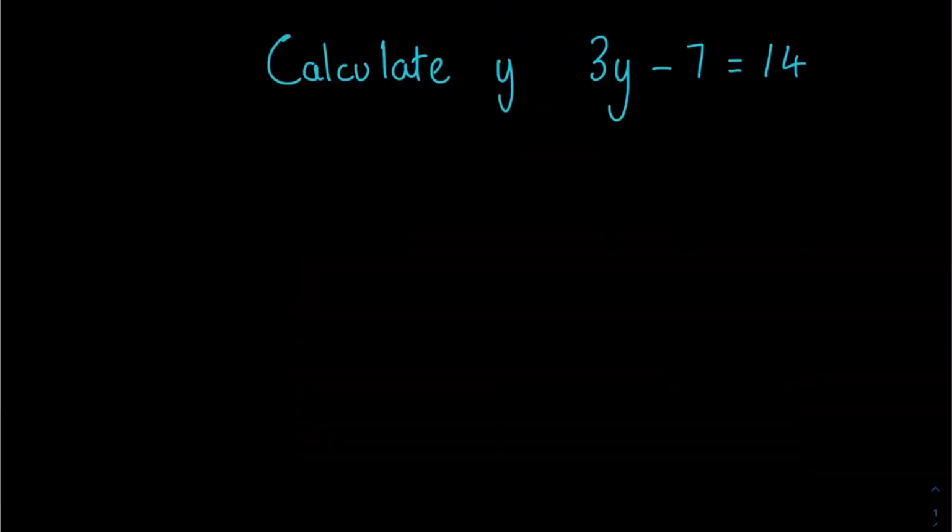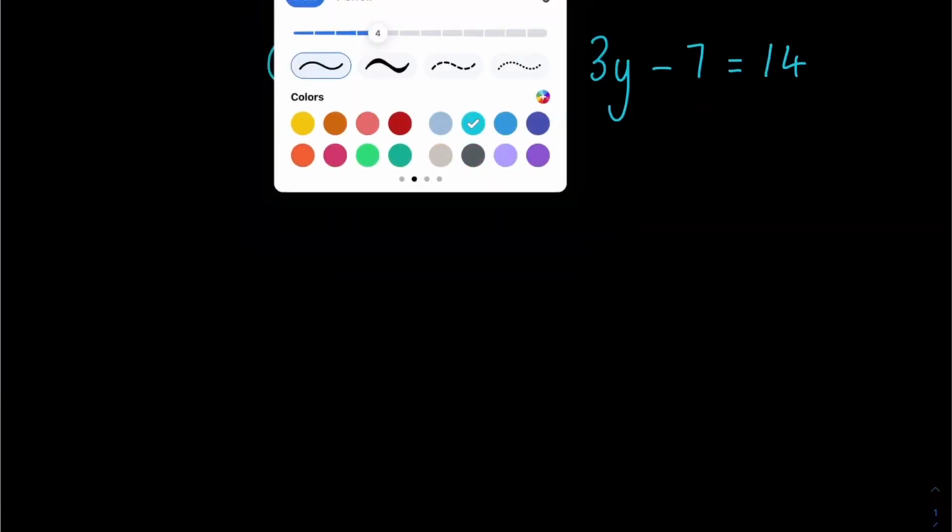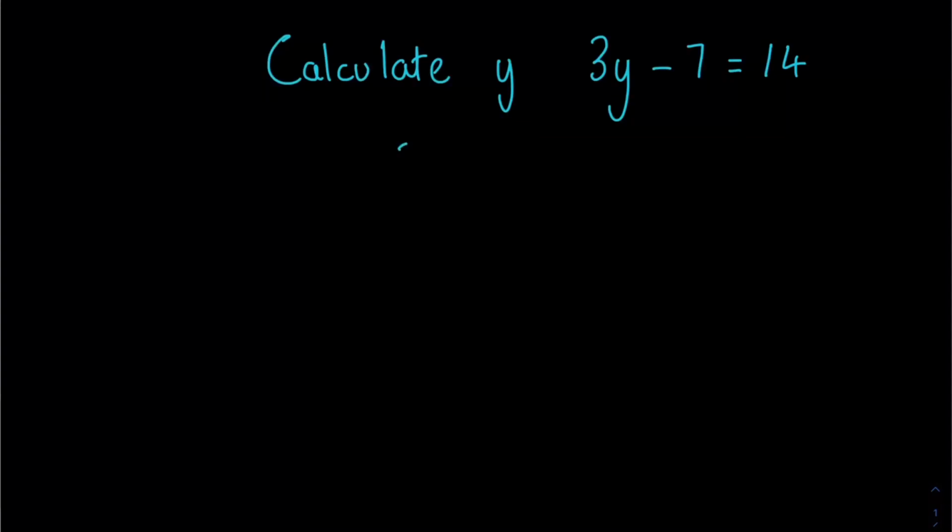The next one is calculate y if 3y minus 7 is equal to 14. Yet again, I'm going to write it out again. So I've got 3y minus 7 is equal to 14.